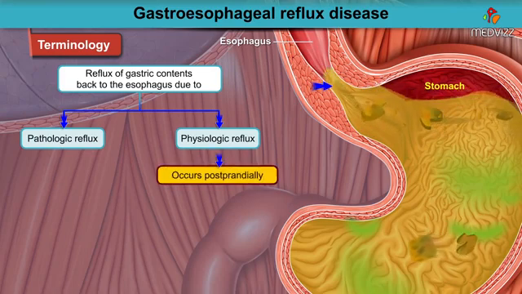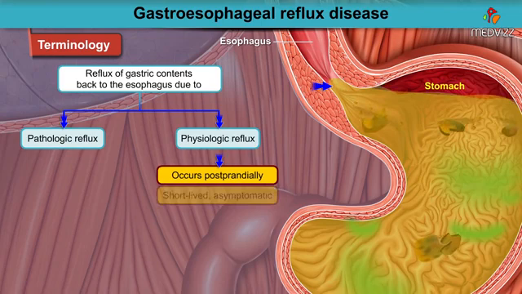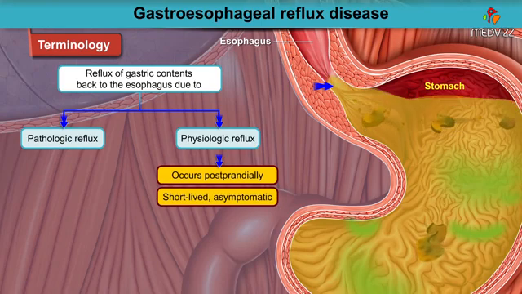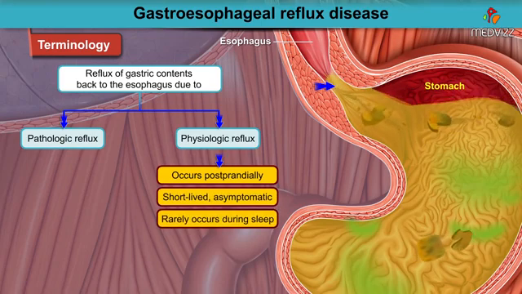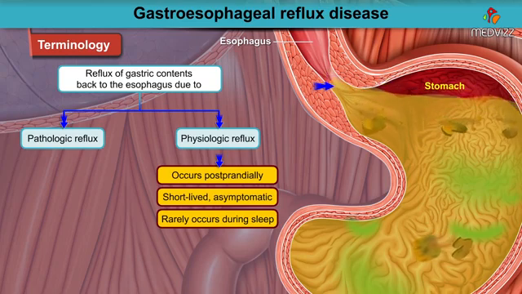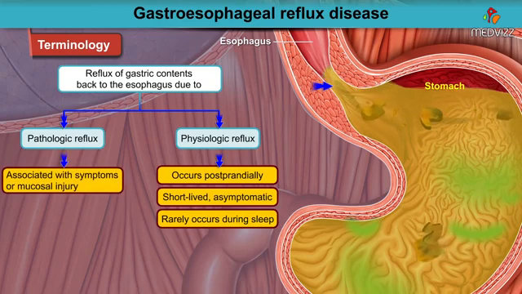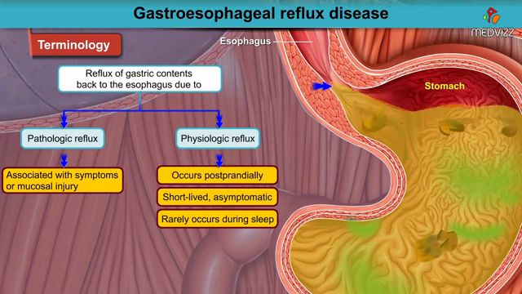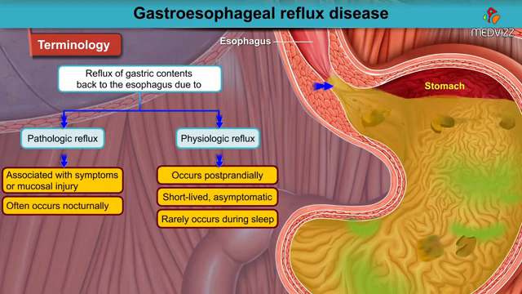Physiologic reflux typically occurs postprandially and is short-lived, asymptomatic, and rarely occurs during sleep. Pathologic reflux is associated with symptoms or mucosal injury and often occurs nocturnally.